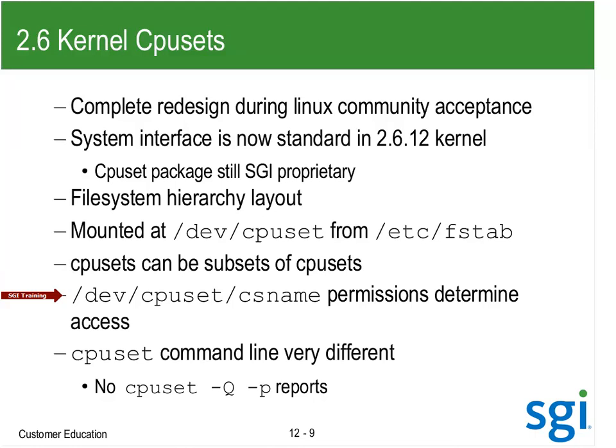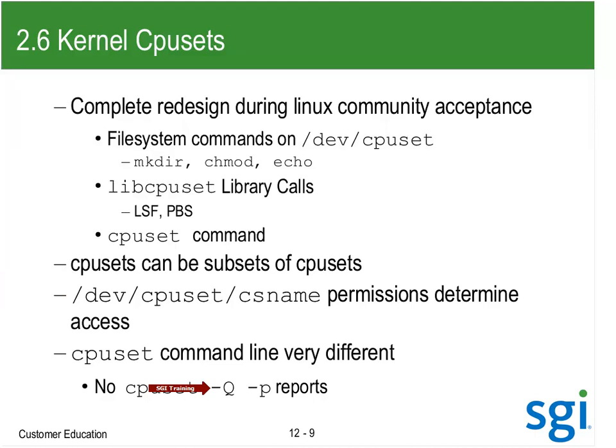And the cpuset command line is different. One thing that was missing from the older days was a cpuset -Q, and that's kind of why I have my own cpuset command and name it -Q to give me process information and thread information for what's in my CPU set or a specified CPU set. I had RFE'd that a long time ago, but it dropped off the list. I'm ready to RFE it again.